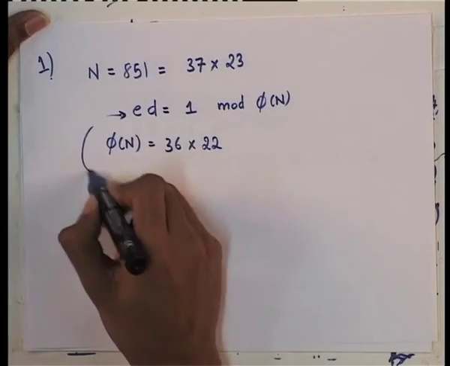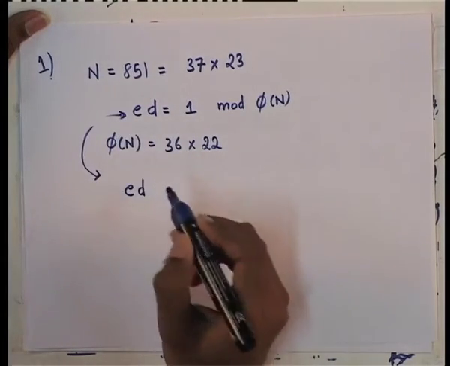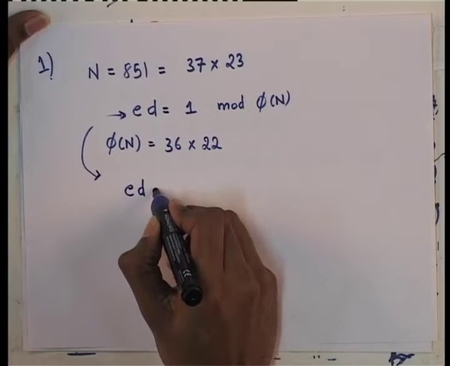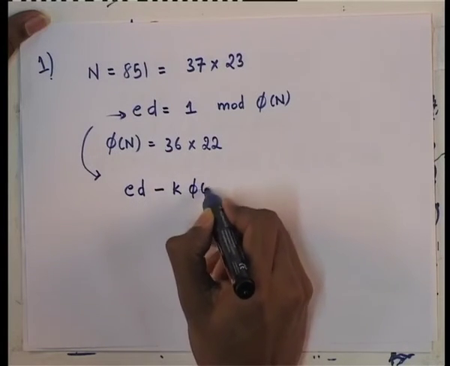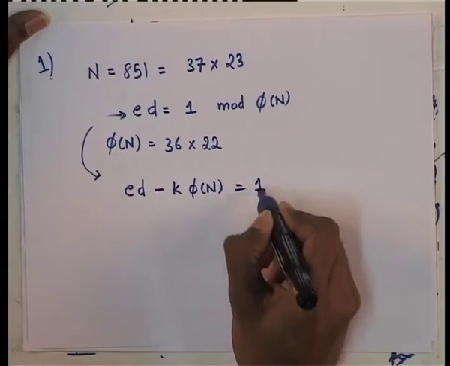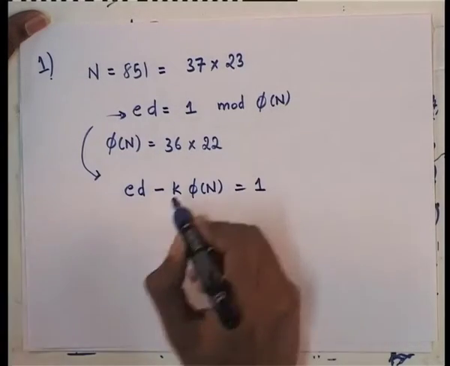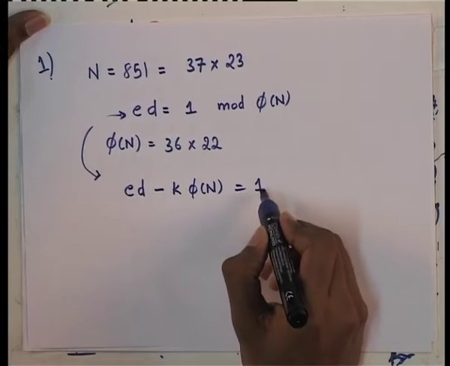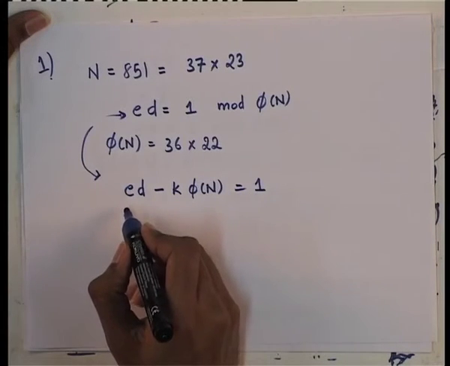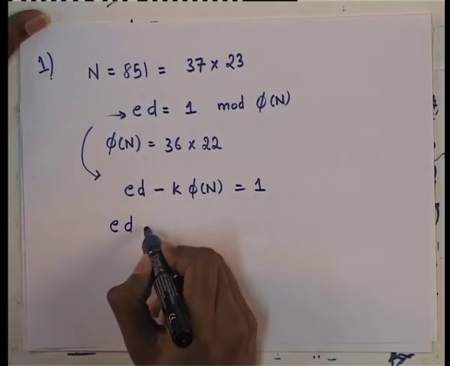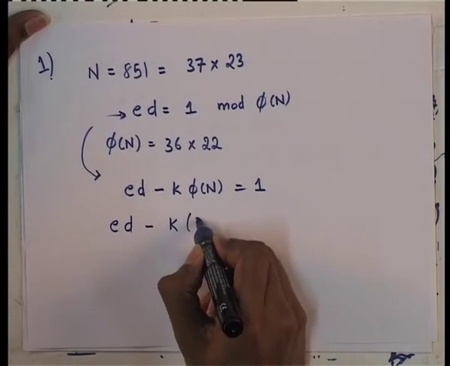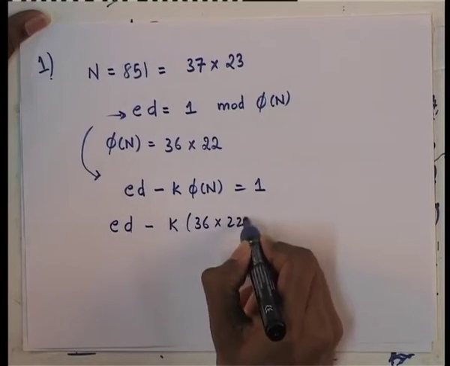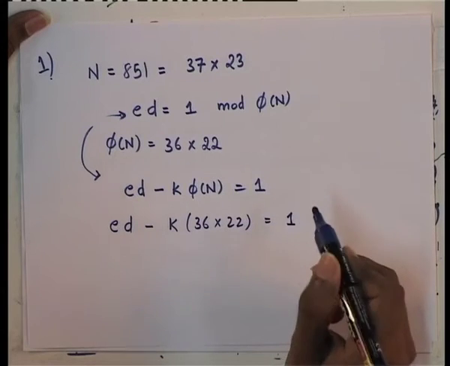This implies ED minus k times phi of n should be 1. This implies that there exists some k such that ED minus k times phi of n is 1, and we see that E times D minus k times 36 times 22 is equal to 1.